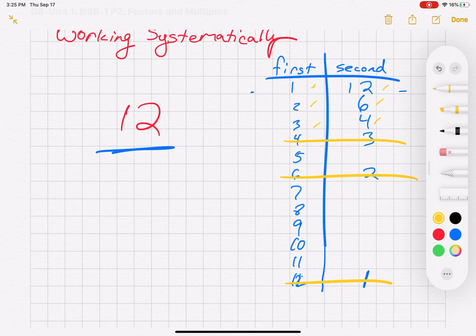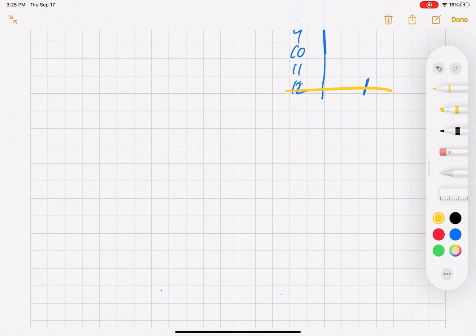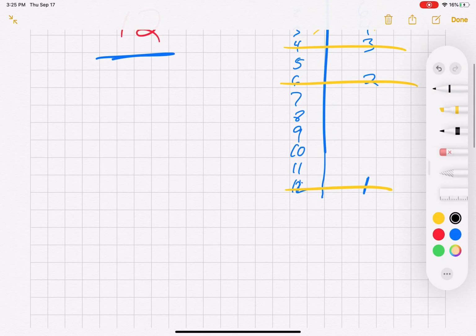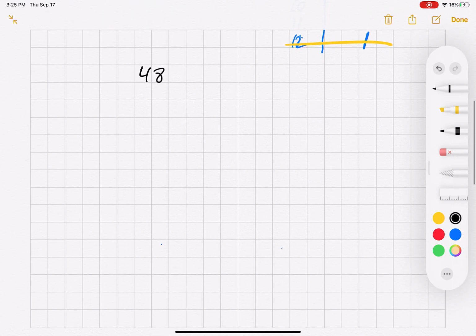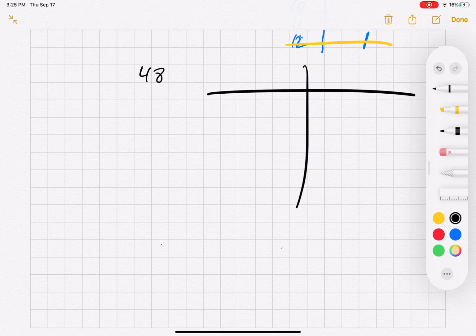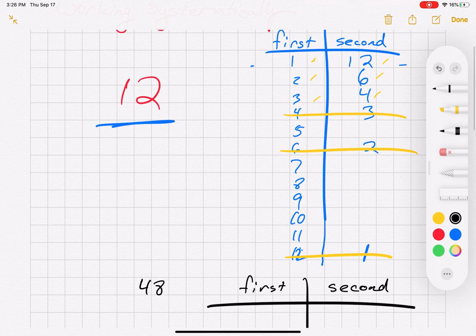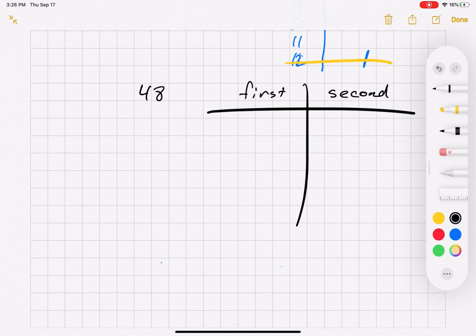Okay, and now if I'm going to look at another one, I'm going to look at 48, and I'm going to make a chart and organize my factors of 48. So this is my first number, and this is my second. If I'm going to organize this, I am not going to write from 1 to 48. If I go back and look, really I just needed to stop here. So I don't need to write those numbers down twice, and we'll talk about how we know where to stop.